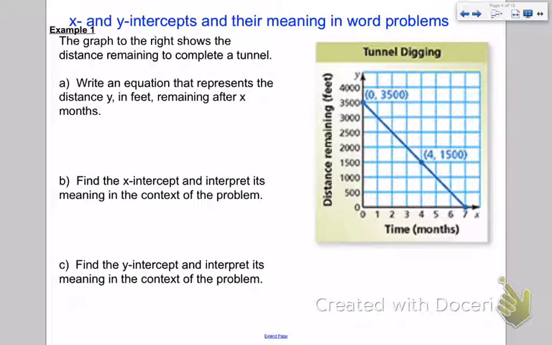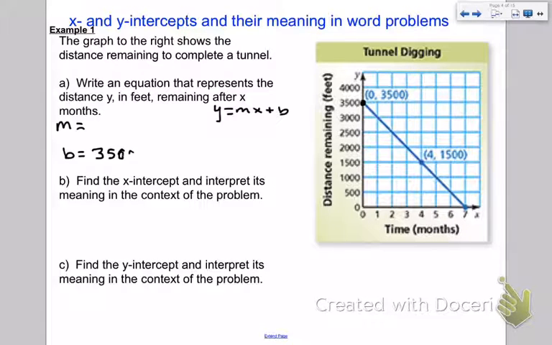Alright, so now we're going to talk about x and y intercepts and their meaning in word problems. We're going to look at graphs and then write an equation and interpret the intercepts. For A, we're writing an equation that represents the distance y in feet remaining after x months. So I'm going to use y equals mx plus b. I need to know what m and b are. b is easy because it's the y-intercept, and it's at 3,500.